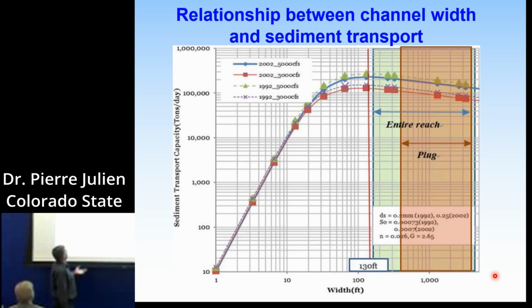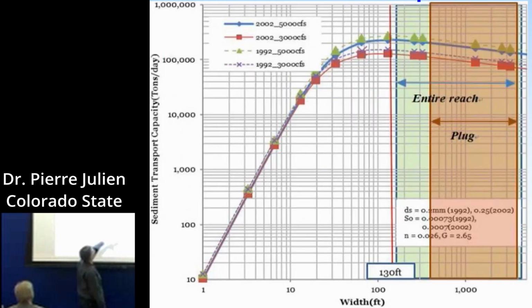The river will carry, that's the sediment transport capacity of the river as a function of channel width. So we fix the discharge, the grain size, the slope, Manning's n, g, and so forth. There are two sets of curves. I should redo this with just one discharge, but anyway, to explain the concept. The one below is at 3,000 CFS, the X is in red, and at 5,000 CFS is the green and blue on top there.